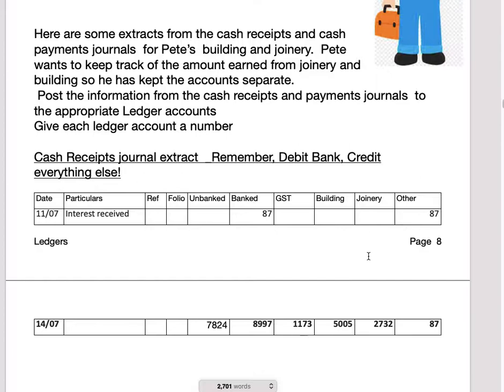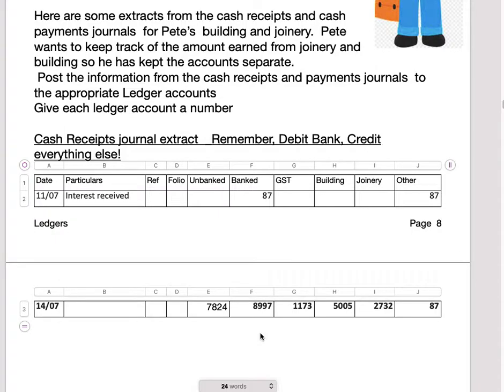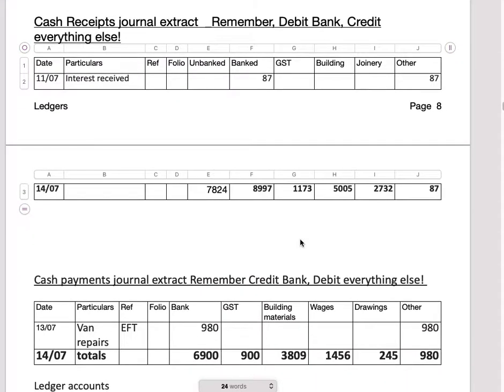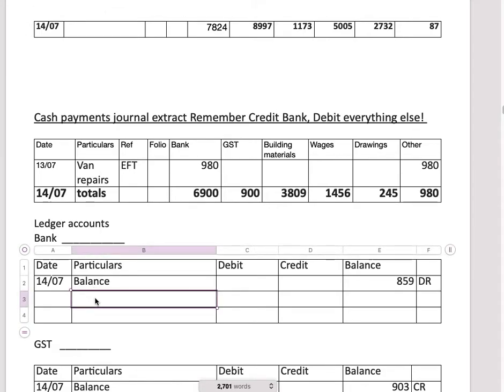Now the first thing that we're going to do, we're going to look at the banked column here, and we just need to know about these totals. So we're looking at this number here, $8,997. Now that's from our cash receipts journal, and as it says up the top here, from the cash receipts journal we're going to debit the bank and credit everything else. So $8,997, we're going to go in here and we're going to type cash receipts. We're going to debit the bank $8,997, and then we need to add it in to find our new total from the bank account.